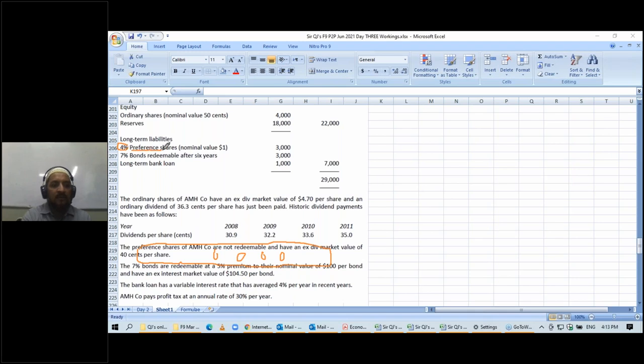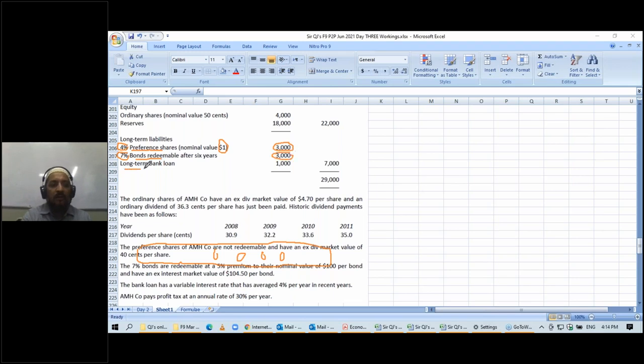1, the 4% preference shares. They are being carried in the statement of financial position at 3 million, right? And it has a face value of $1 million. Then 7% bonds that are redeemable. This is also 3 million.